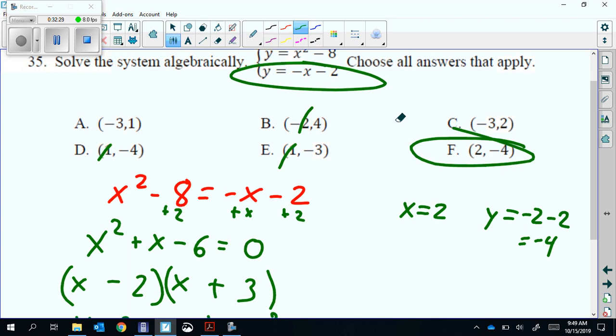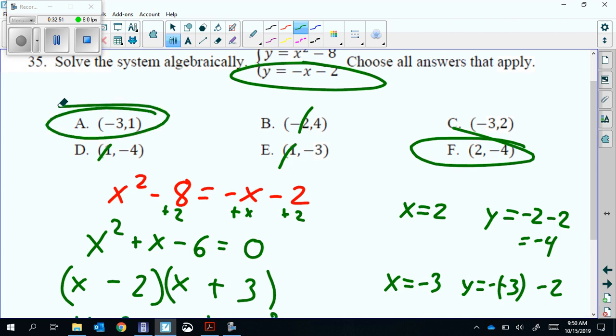And then the other one, we're plugging in x equals negative 3. Negative times negative 3 minus 2. So that's positive 3 minus 2, 1, which is that one. If it was a calculator question, you could graph them both and then calculate the intersection, but algebraically means by hand.